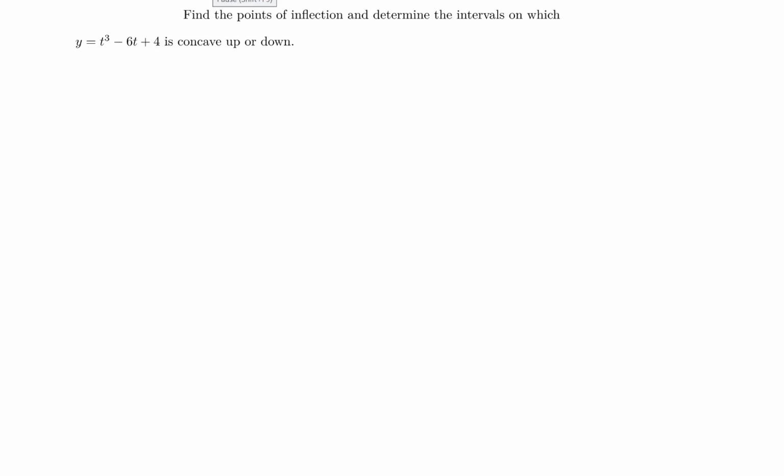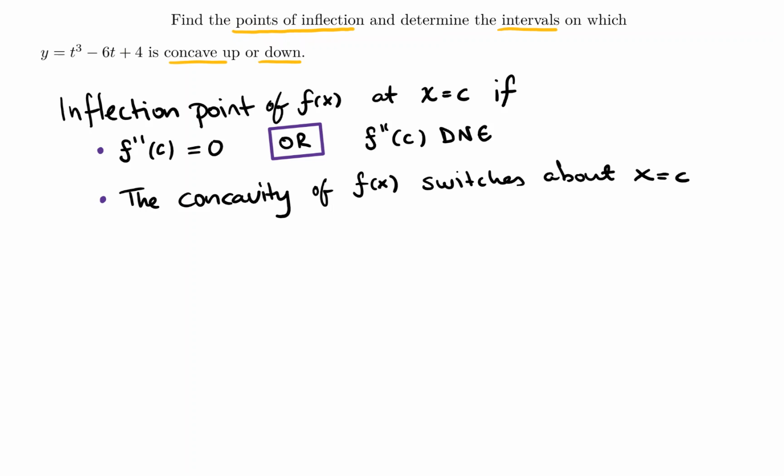In this problem, we're asked to find the points of inflection and to determine intervals on which this function is concave up or concave down. We would begin by finding the points of inflection. So let's recall the definition for points of inflection.